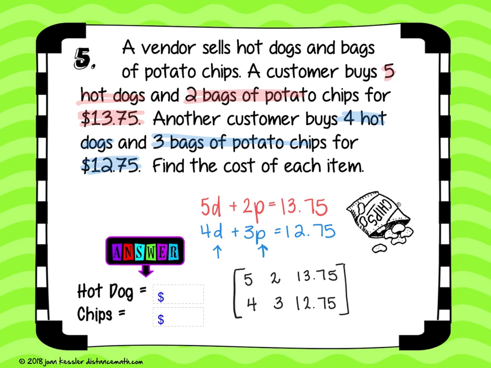Once you type this into Desmos, your row reduced echelon form matrix would look like this. Just as a reminder, this was our hot dogs. This was our chips. And so when I interpret the answer, the hot dogs were $2.25. The chips were $1.25.